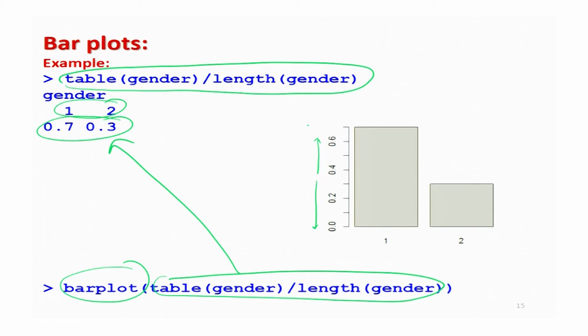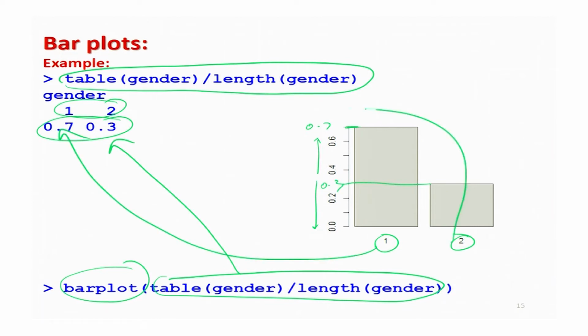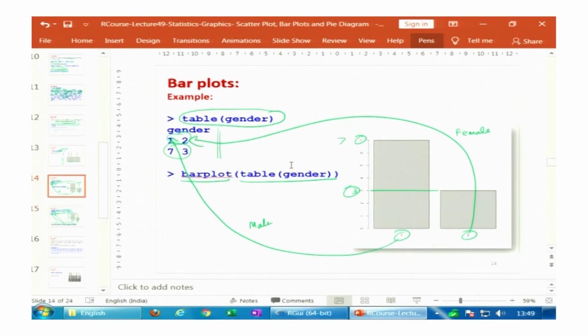And if you try to see here, it is 0.7. So for category 1, the value here is 0.7, and for category 2, the value here is 0.3. Category 1 is given here and category 2 is given here. Now you can see this is one of the very basic fundamental plots, but I will show you more options in the next example.